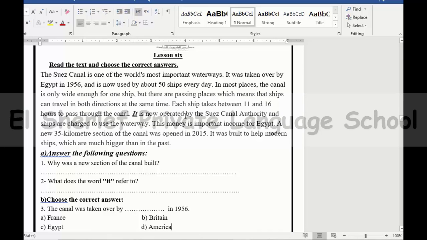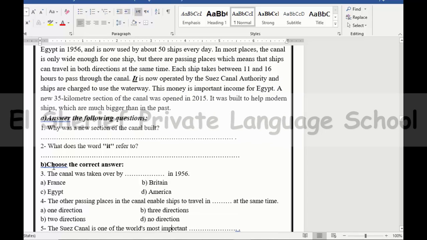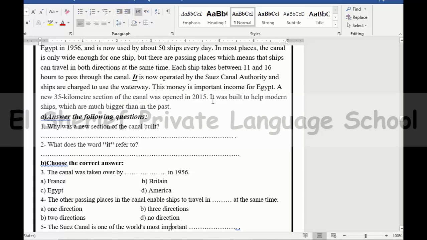It is now operated by the Suez Canal Authority, and ships are charged to use the waterway. This money is important income for Egypt. A new 35-kilometer section of the canal was opened in 2015. It was built to help modern ships, which are much bigger than in the past. So let's answer these questions. Number 1. Why was a new section of the canal built? So the answer would be it was built to help modern ships, which are much bigger than in the past.